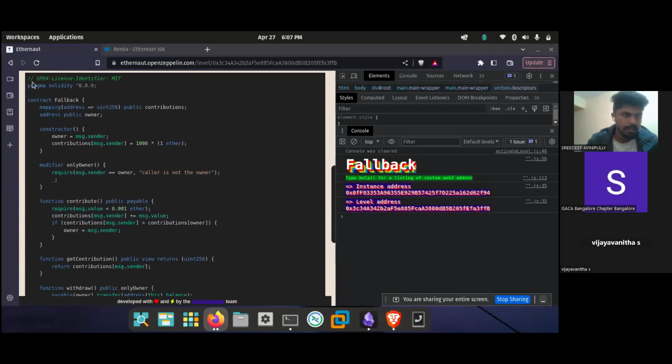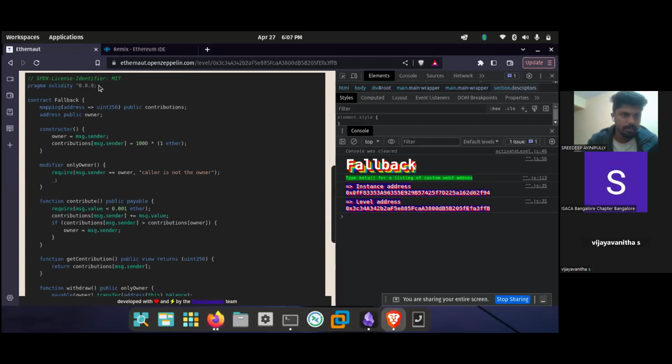Firstly, we have pragma solidity. As I mentioned earlier, this is mentioning the version of the compiler which is going to be used to compile this code. And we have contract Fallback, so this is the contract named Fallback. Then mapping for address to uint public contributions. This is public and anyone can call this particular function, as well as address public owner, and this contract has an owner.